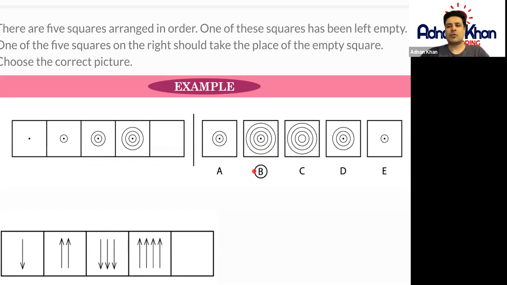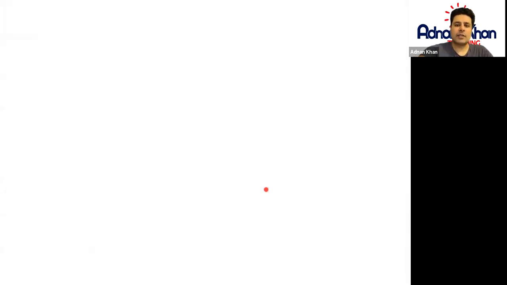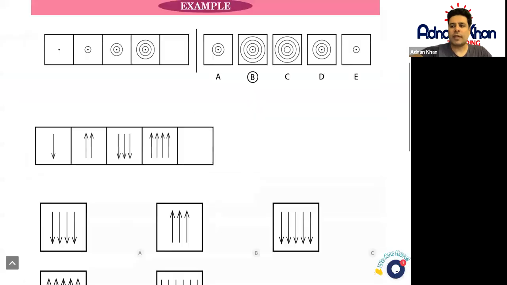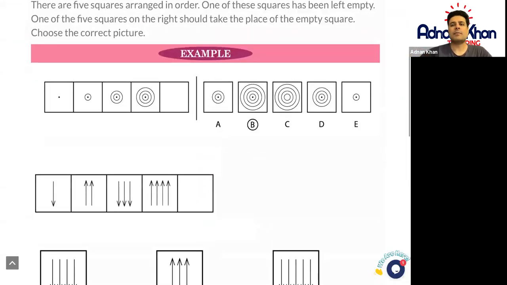So one of these squares has been left empty, and one of the 5 squares below should take the place of the empty square. So good luck with this particular test, and good luck with these questions. In total, there are roughly 22 questions in this particular test.